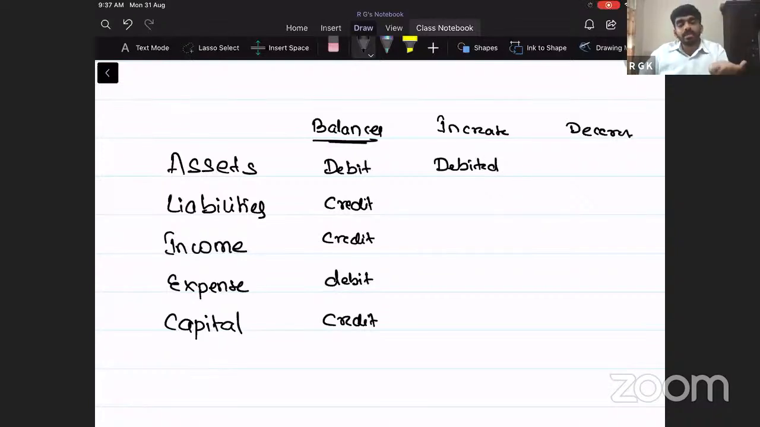So to increase an asset, what do we say? Asset is to be debited. Increase of debit will always be debited, decrease will be reverse, so decrease in asset will be credited. If you have 100 rupees in your pocket and I give you 10 rupees, you increase the cash, you will debit the cash. If you pay me 10 rupees, you decrease the cash, you will credit the cash. So this is the nature, I'm telling you the nature.